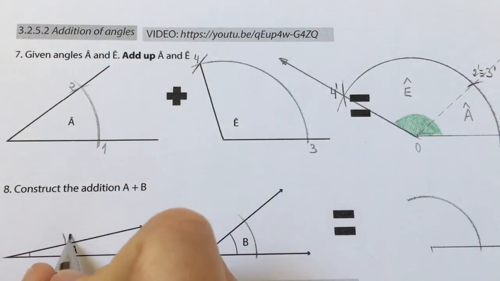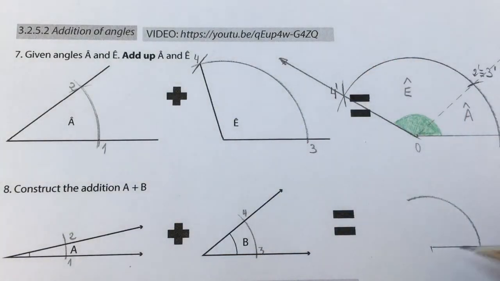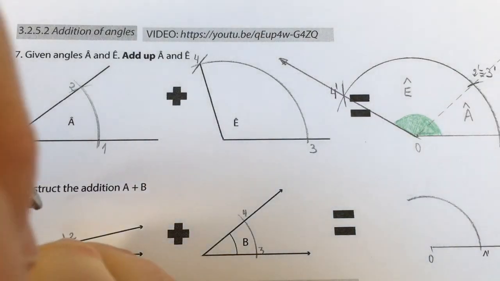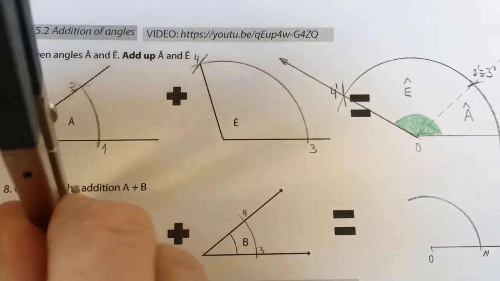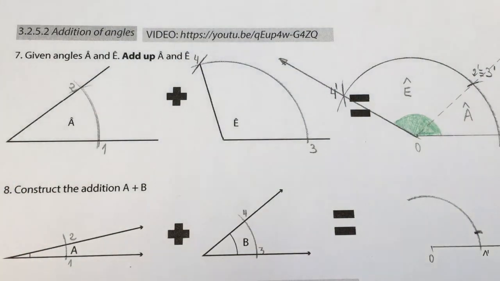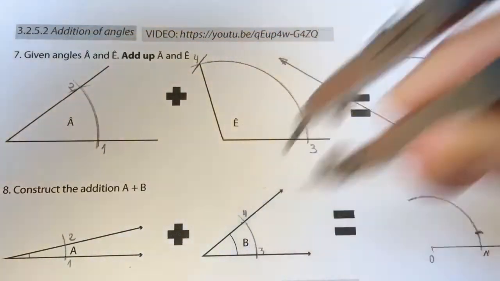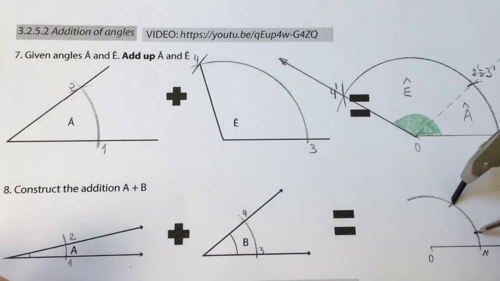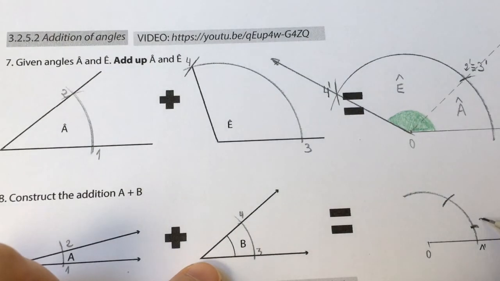This is point 1, 2, 3, 4. This is already my point 1 prime. I will open my compass between 1 and 2. Oops. This is very small. Open your compass between 3 and 4. And from this point that was 2 prime, transfer the measurement 3, 4. So this is 1 prime, this is 2 prime, and at the same time 3 prime, this is 4 prime.